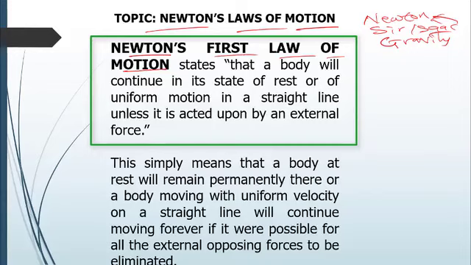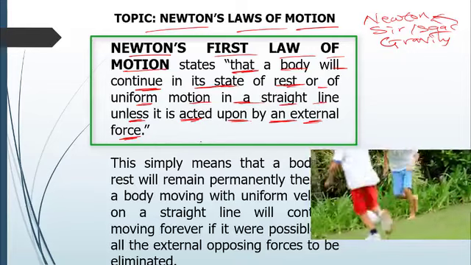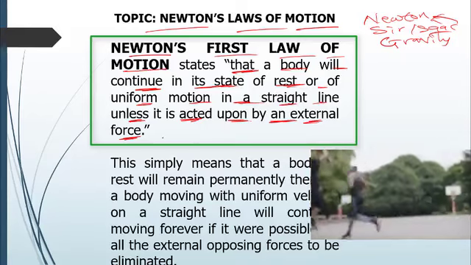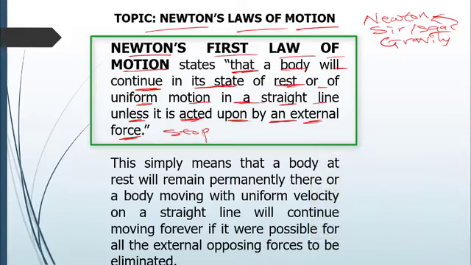Now, Newton's first law is stating that a body will continue in its state of rest or of uniform motion in a straight line unless it is acted upon by an external force. In other words, if you are to kick a football, that football will continue rolling and rolling and rolling until somebody traps it and makes it come to a stop. Or air resistance causes that football to stop. That is what we mean by Newton's first law of motion.